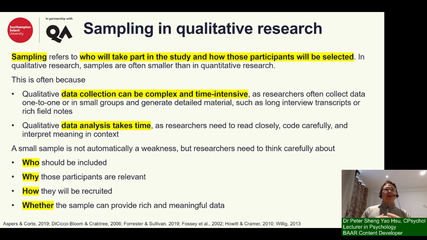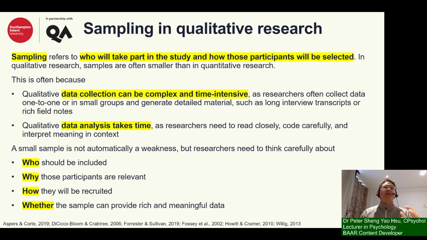For example, if the research question is about mature students' experience of balancing university study with childcare and employment, the sample should include students who have relevant experience of these responsibilities. It may not be appropriate to recruit only full-time students without caring responsibilities or paid work, because they may not be able to provide the data needed to answer that specific research question.